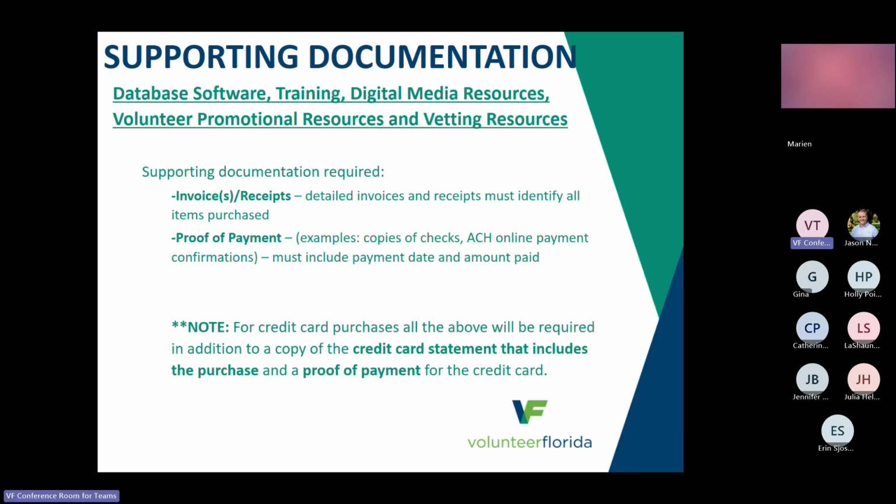Now, for all other budget categories, so we've got database software, training, digital media resources, volunteer promotional resources, and vetting resources, the documentation is all the same. You'll be required to provide a detailed invoice or receipt. It must identify all the items that were purchased as well as a proof of payment. Again, proof of payment must include the payment date and payment amount and can be in the form of a copy of a check, an ACH online confirmation, etc.